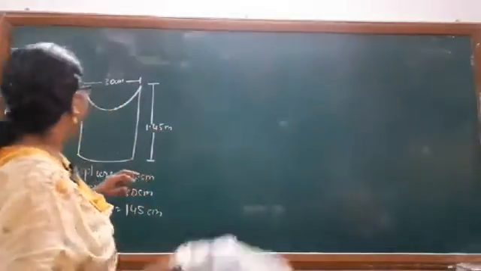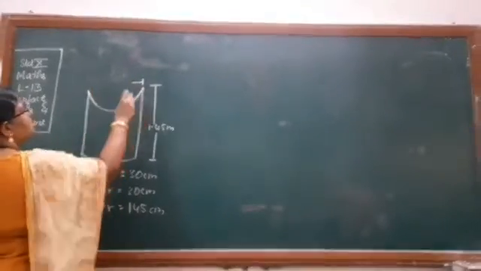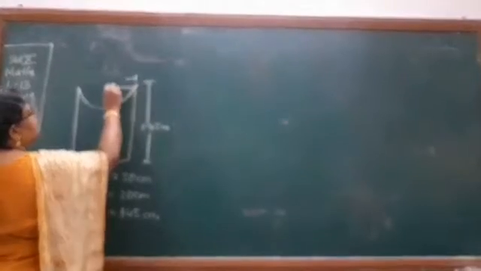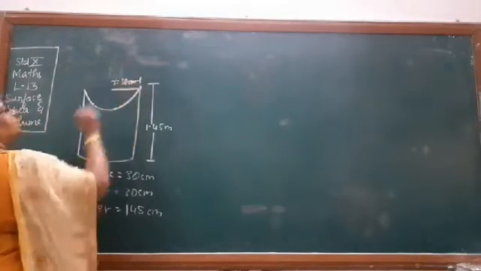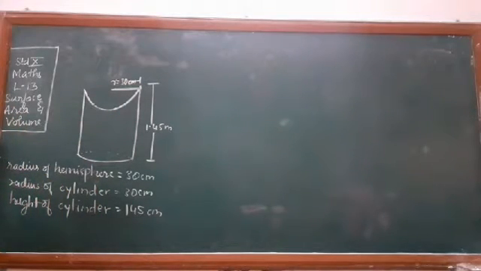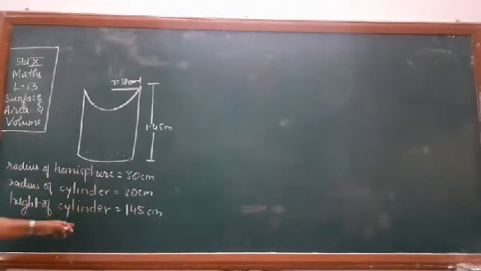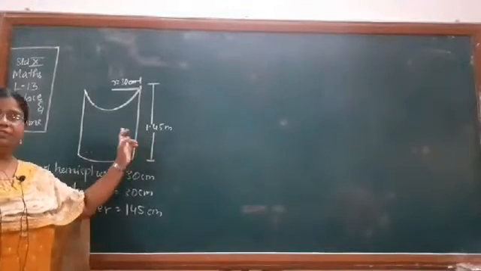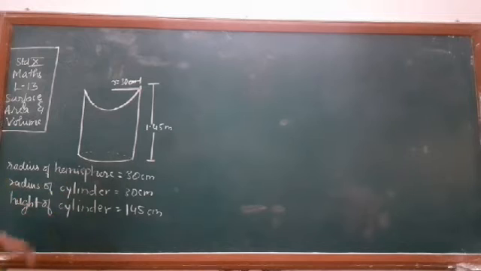So that means this is not the full distance, it is 30 centimeter radius, that means up to this part. This is the radius, and r is equal to 30 centimeter. So the radius of the hemisphere will also be 30 centimeter, and the radius of the cylinder will also be 30 centimeter. The height of the cylinder is 1.45 meter, which I take as 145 centimeter.